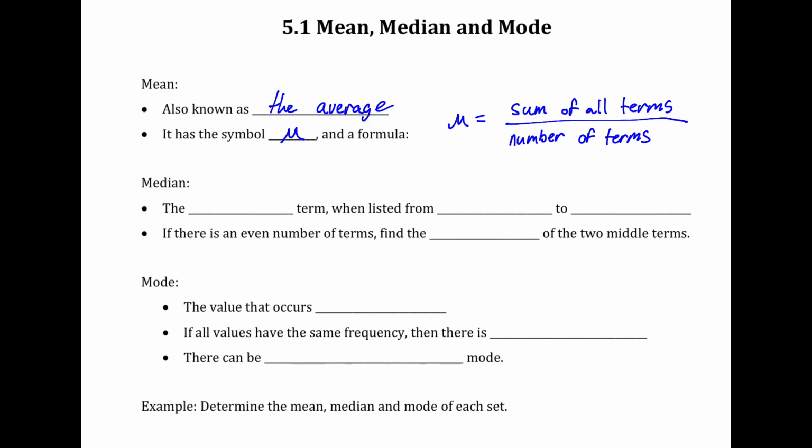Median is super useful every once in a while, especially if you have a huge data set that's skewed in one way. Finding the middle of it is usually really common. So that's the word middle we're looking for. And it's listed from least to greatest. So if your list is in order, it's the one in the middle. If there's an even number of terms, find the mean in the middle. So just find the mean of the two terms in the middle.